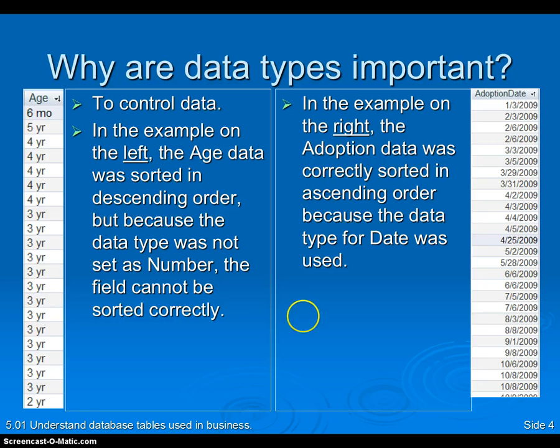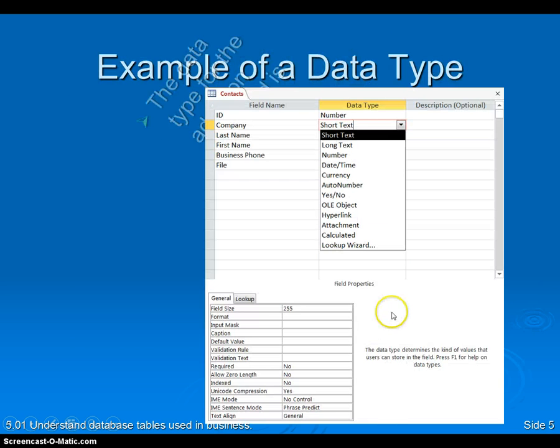If you look over here to the left, we sorted this in descending order, and because the data type was text and not number, it did not sort correctly. Yes, 6 came first, but this is 6 months, not 6 years, and that should be at the bottom. Over here to the right with the adoption dates, because this was formatted as the date data type, it sorted correctly in ascending order. As you look down, all of them were 2009, but if you look at the months, they went correctly as well. So make sure that you give it the correct data type.